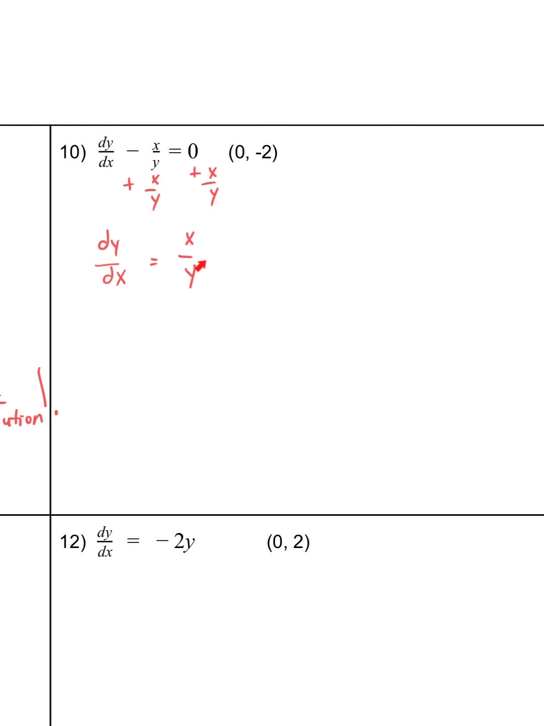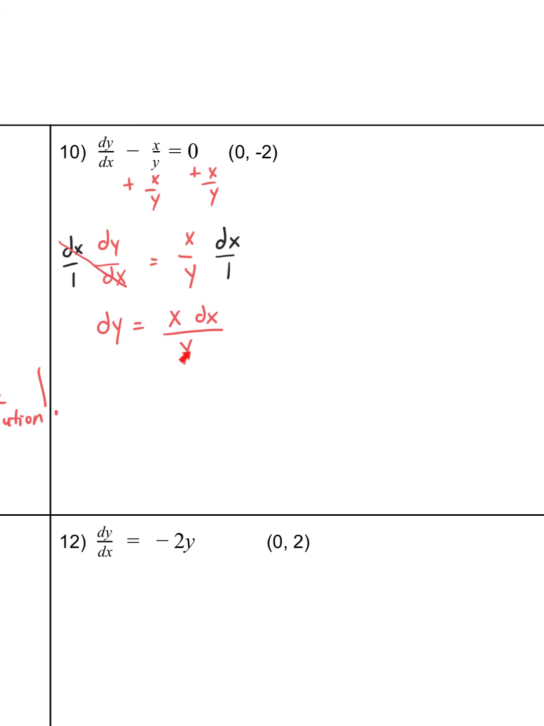Dx has to move over to the right, so I'm going to multiply both sides by dx. So these are going to cancel. I have dy on the left. On the right, I have x dx on top of my fraction. I have y on the bottom.